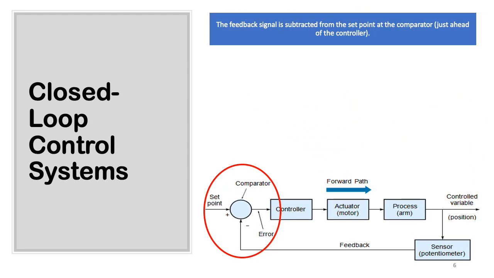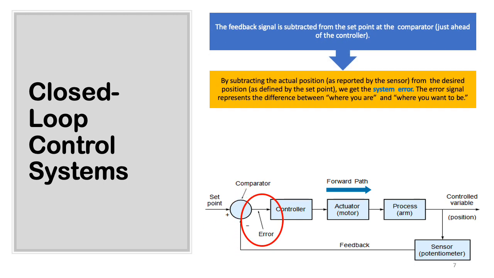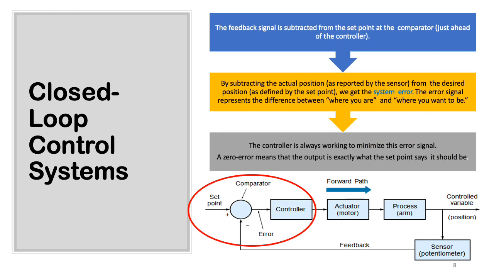The feedback signal is subtracted from the set point at the comparator, just ahead of the controller. By subtracting the actual position, as reported by the sensor, from the desired position, as defined by the set point, we get the system error. The error signal represents the difference between where you are and where you want to be. A zero error means that the output is exactly what the set point says it should be.